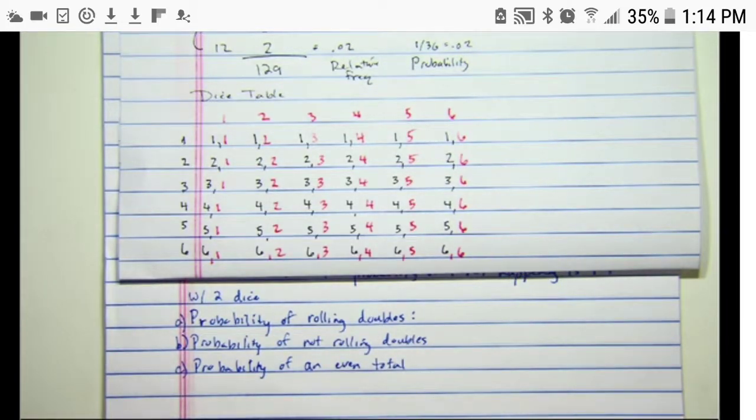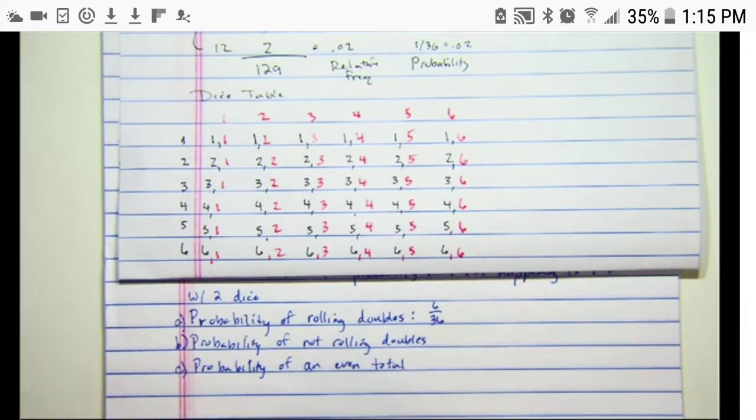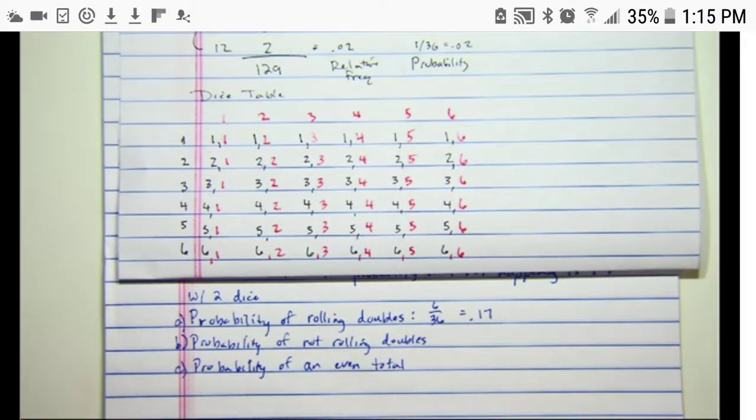So what did you figure out for the probability of rolling doubles? Did you count up the ones where you had doubles? The 1, 1, 2, 2, 3, 3, 4, 4, 5, 5, 6, 6? Okay, you should have got 6 out of 36 possibilities. Now you can put that in your calculator. If you put that in your calculator, you get 0.17.